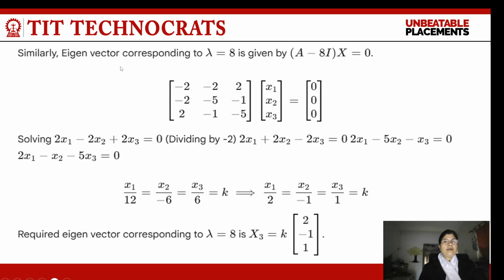Similarly, eigenvector corresponding to lambda is equal to 8 is given by (A minus lambda I)x is equal to 0. Now [minus 2 minus 2 2; minus 2 minus 5 minus 1; 2 minus 1 minus 5] times x1, x2, x3 is equal to 0, 0, 0. So here this is the zero matrix. After solving, 2x1 minus 2x2 plus 2x3 is equal to 0.